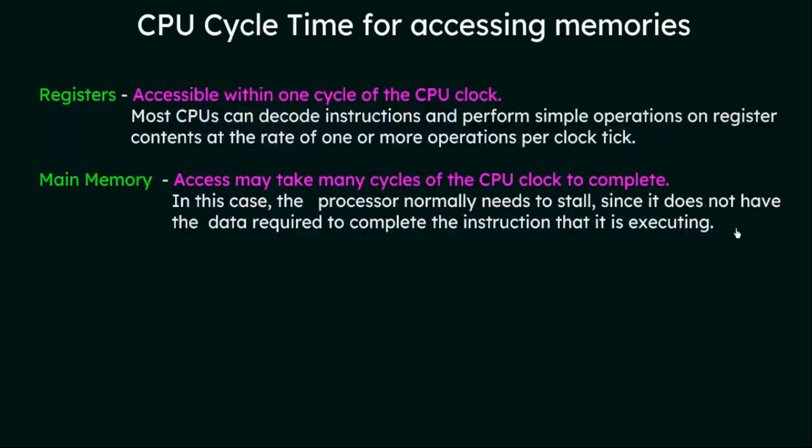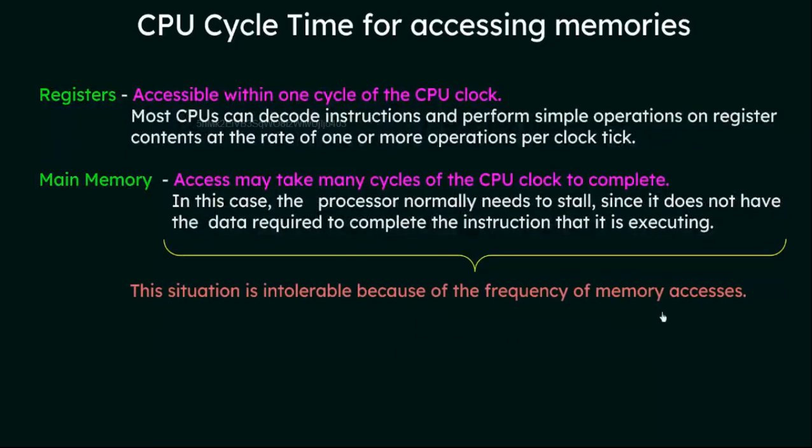So in the first case, the CPU did not have the complete data that it needed for completing the execution. So it again goes to the main memory and tries to get that second part of data of that same program. So the CPU has to wait till it gets the complete information that is required for completing its execution. In this case, the processor will have to wait until it gets the complete instruction for its execution. Now this situation is intolerable because of the frequency of memory accesses.